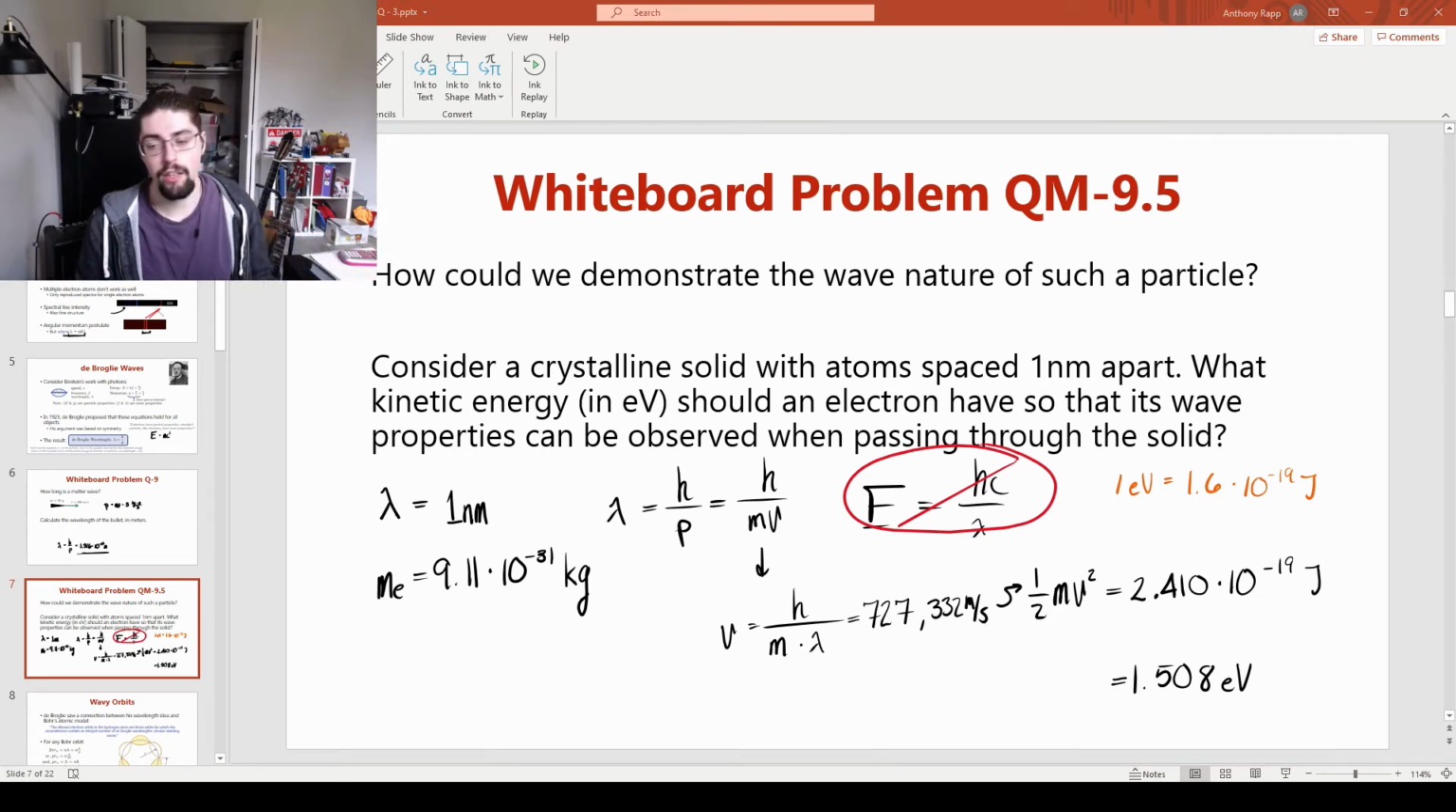Could you use the Planck constant in electron volts? Let me think there for a second. I don't think so.